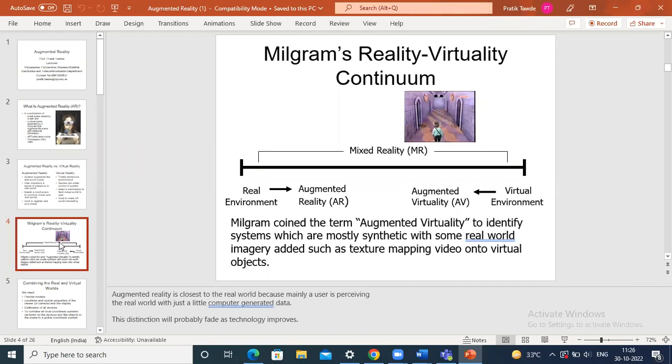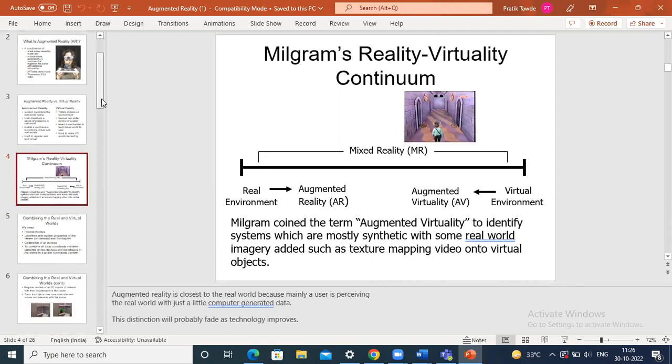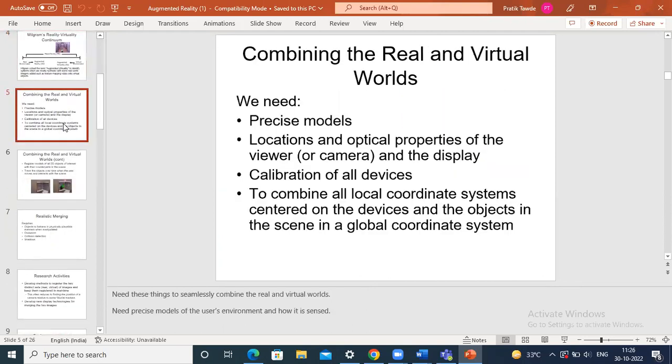So Milgram coined the term augmented reality. Remember this. Milgram developed this concept, augmented virtuality, to identify the systems which are mostly synthetic with some real world imagery added, such as texture mapping video onto virtual objects. Combining the real and virtual worlds.